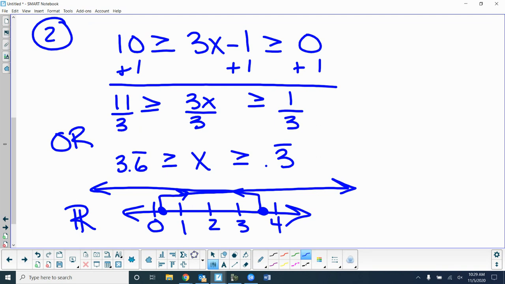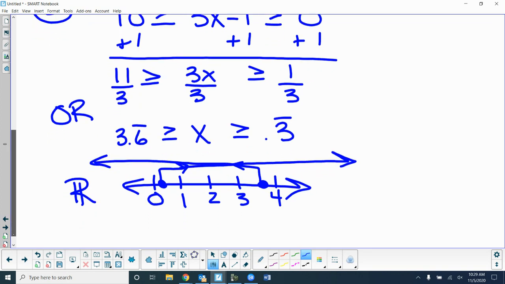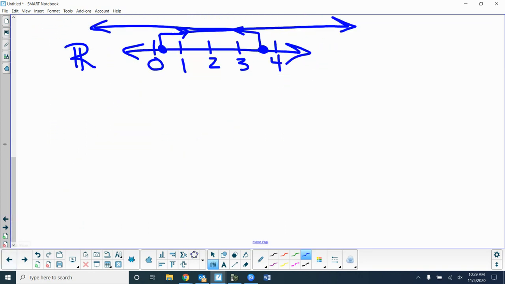You know, if I use -2, -6 minus 1 is -7, that's less than 10, right? If I pick 12, 3 times 12 is 36, minus 1 is 35, that's bigger than 0, right? So it's one or the other. Questions?